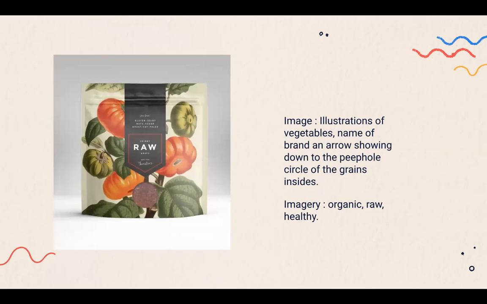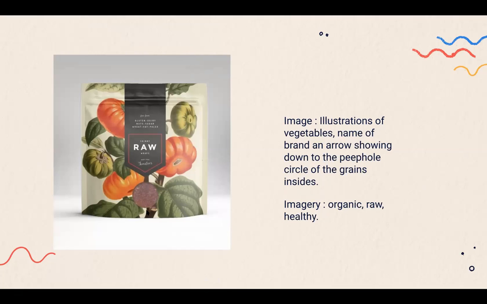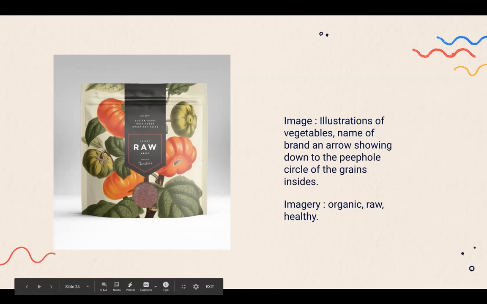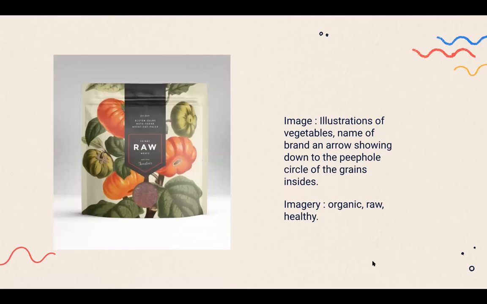This is the one you saw before. You see illustrations of vegetables, the name of the brand, and an arrow pointing down to a peephole circle of the grains inside. I believe it's a grain, like a rice substitute, like couscous. Definitely the colors chosen with the illustration style give off a very organic feel, very raw, very healthy, and very matured also. So I guess all people will be attracted to this in the supermarket.